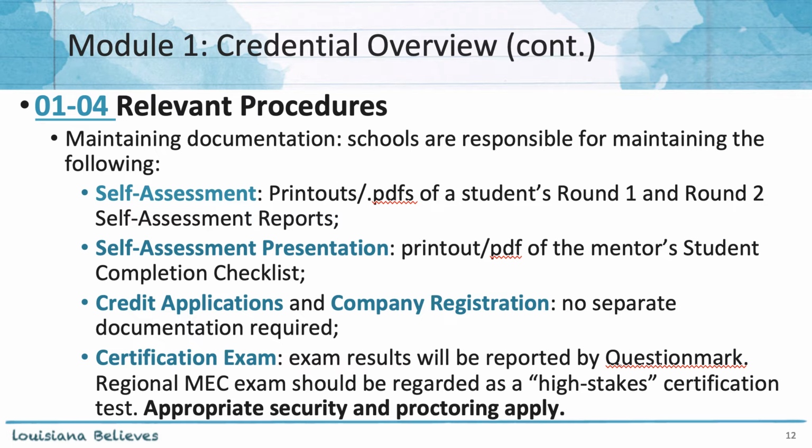Self-assessment presentation. You need to print out the PDF of the mentor student completion checklist. This is a portfolio required activity. The credit application and company registration are required activities, but you do not have to have supporting documentation in the portfolio. The certification exam will be taken in the question mark platform, and the verification of a passing score must be indicated on the tracking form with the date the exam was taken. Also, with the certification exam, it's very important that appropriate security and proctoring apply just as any high-stakes test or exam.